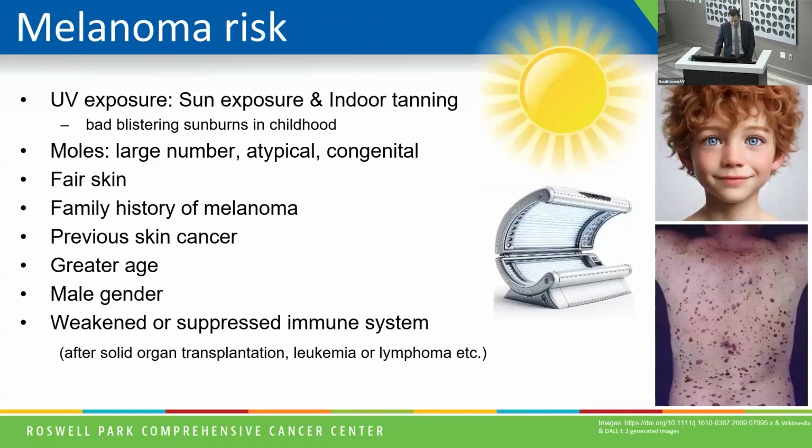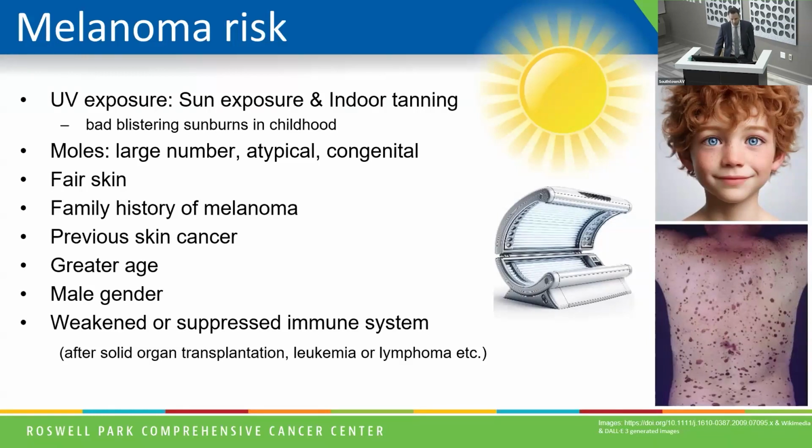Because of the importance of UV exposure, obviously UV exposure is also a very well-known and important risk factor in melanoma. Sun exposure and indoor tanning are both understood to be important risk factors, but it's also important to realize that it's not only the amount of UV exposure, it's also the mode of UV exposure that matters. And we clearly know that bad blistering early life sunburns are a very important factor in, for example, superficial spreading melanoma, the most common subtype of melanoma.